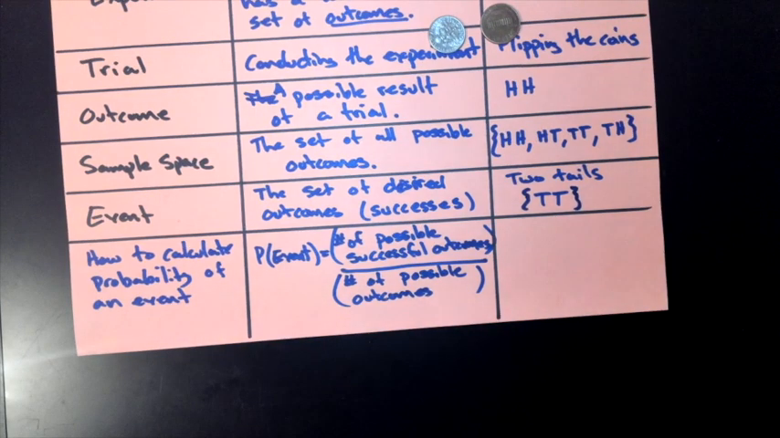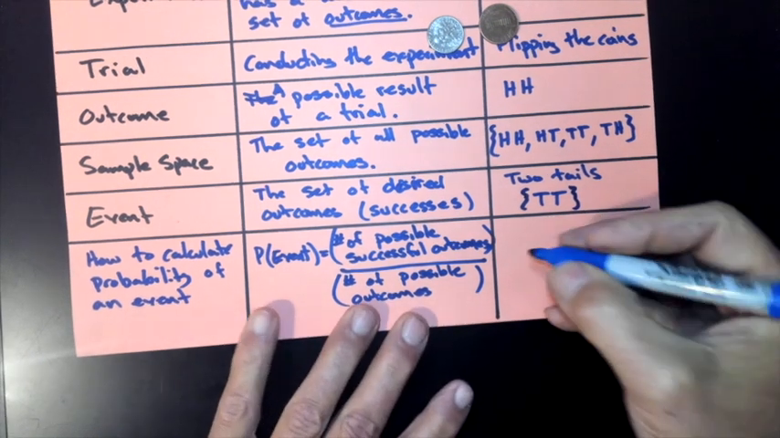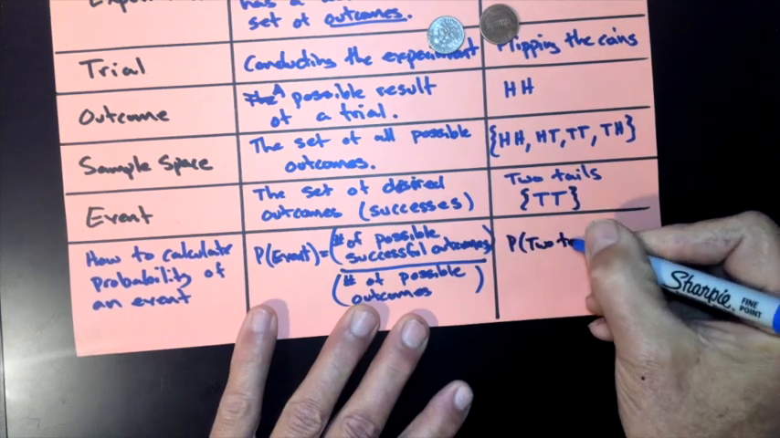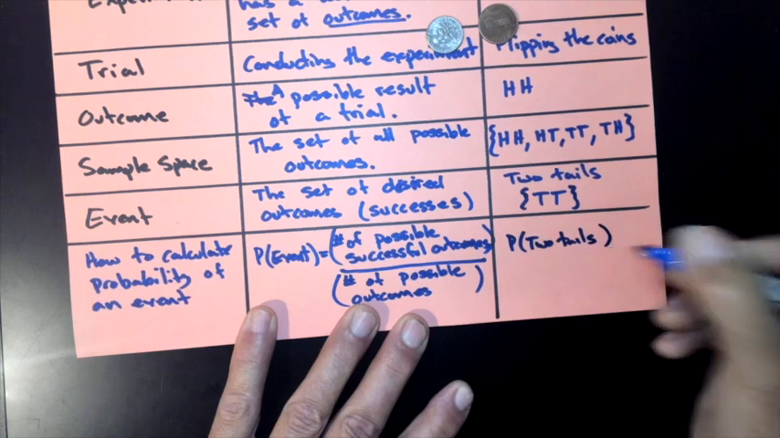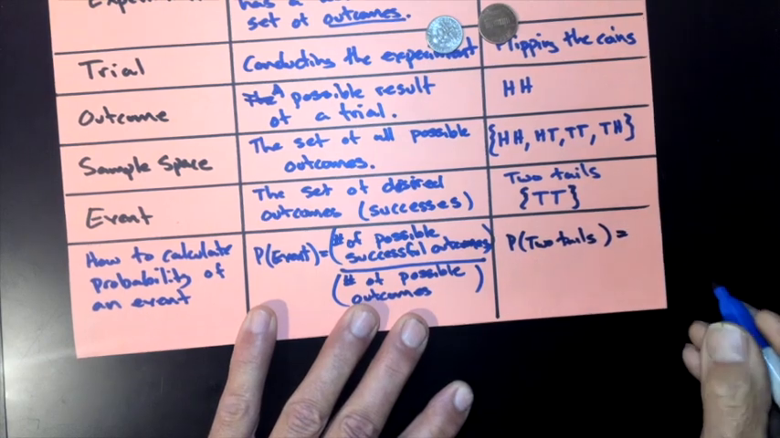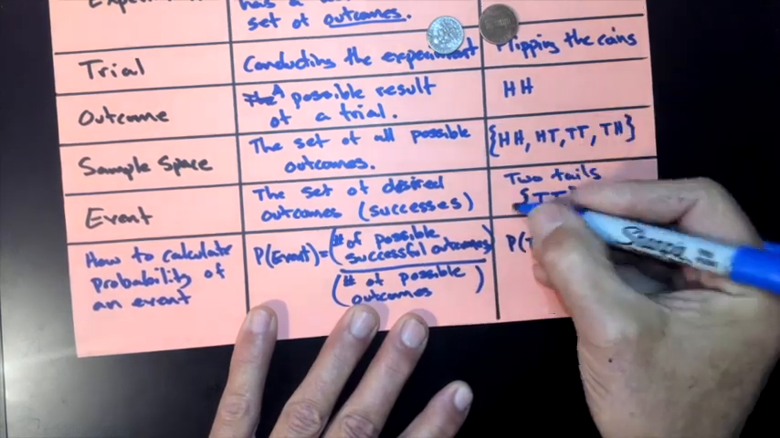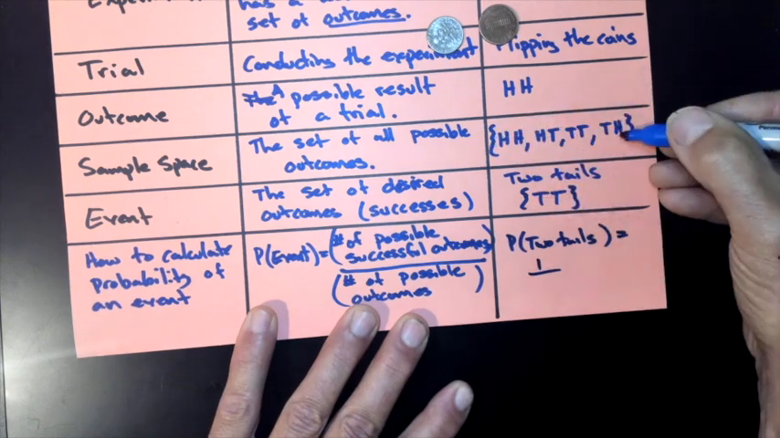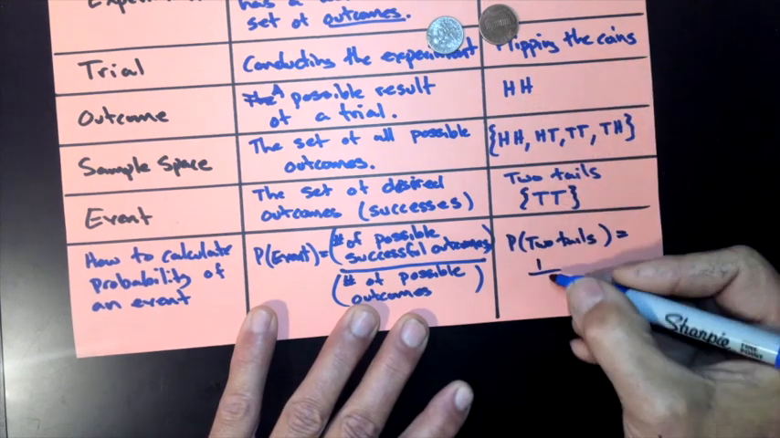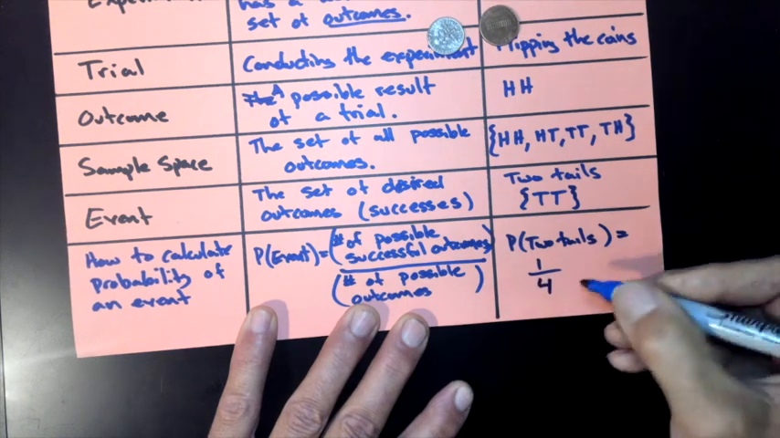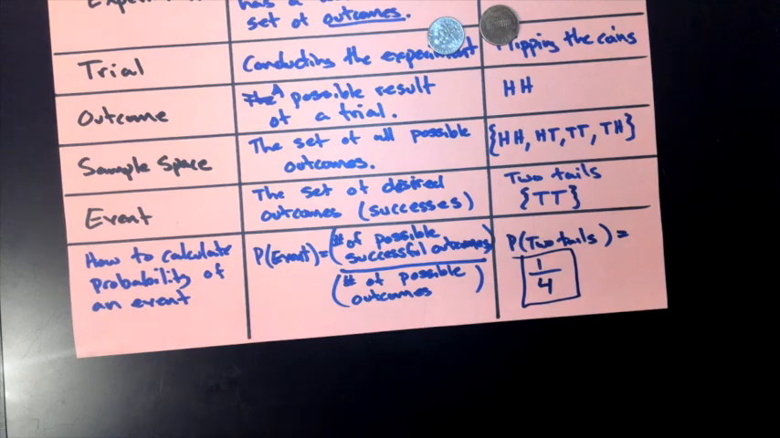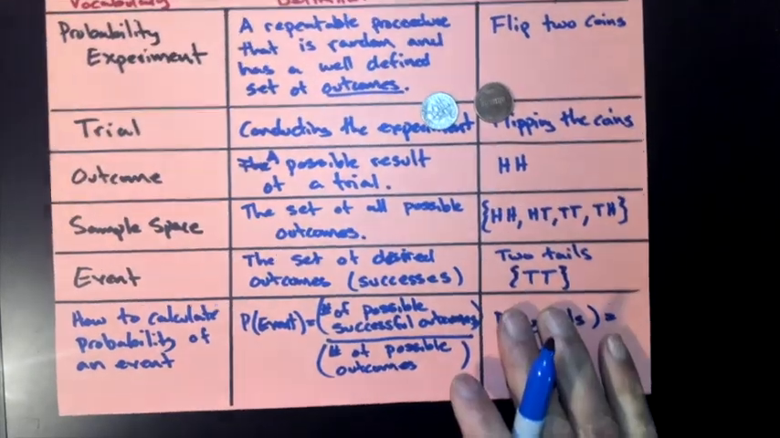So in this particular case, what's the probability of getting 2 tails? Well, the probability of 2 tails, and usually you just write that in words, and this is the notation we use, is equal to the number of possible successful outcomes. There's one way to do that, and there are 4 possible outcomes. That's the number in our sample space, 4. So that's 1/4. Okay, so that's how you do it, and there you go.